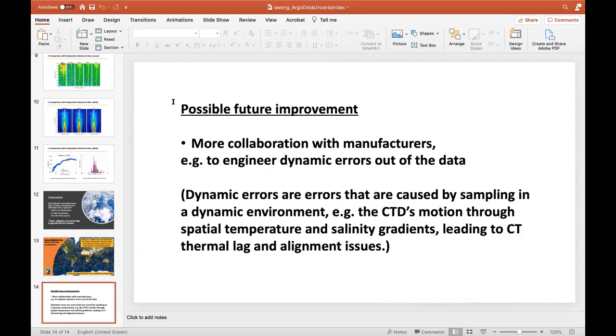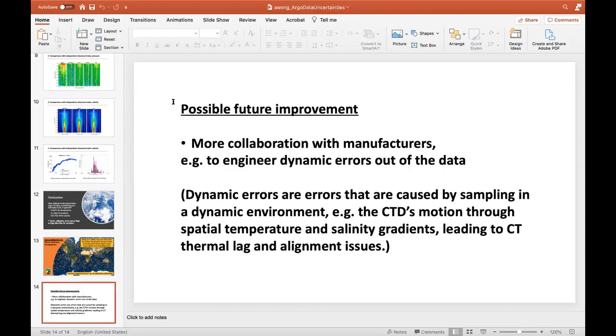Our colleagues want to mention that one thing we could improve in future is for the scientists in the ocean community to collaborate more with manufacturers to tease out dynamic errors in the data. All the data errors that I've talked about are considered static, but there are also dynamic errors in the data, which are caused by instrument sampling in a dynamic environment. For CTDs, these are the CTD's motions through the ocean, which has spatial temperature and salinity gradients, and which lead to thermal lag error, CT alignment issues, etc.